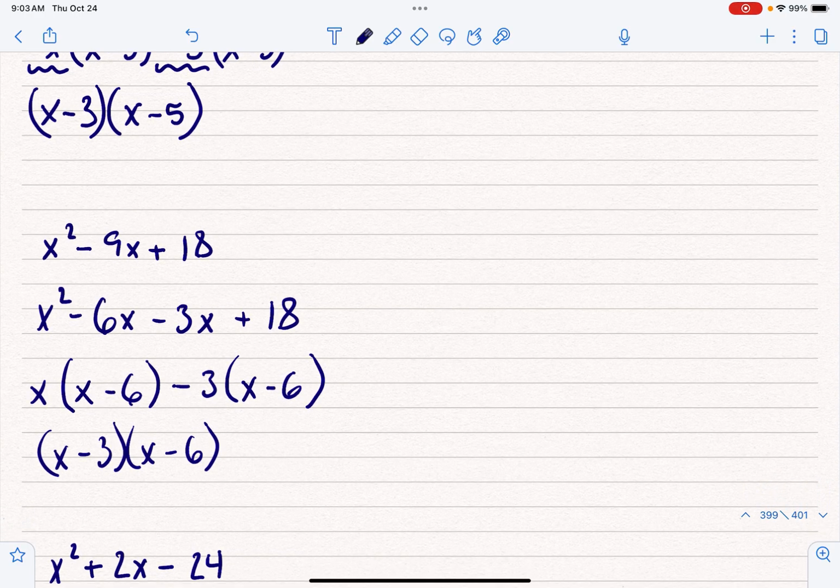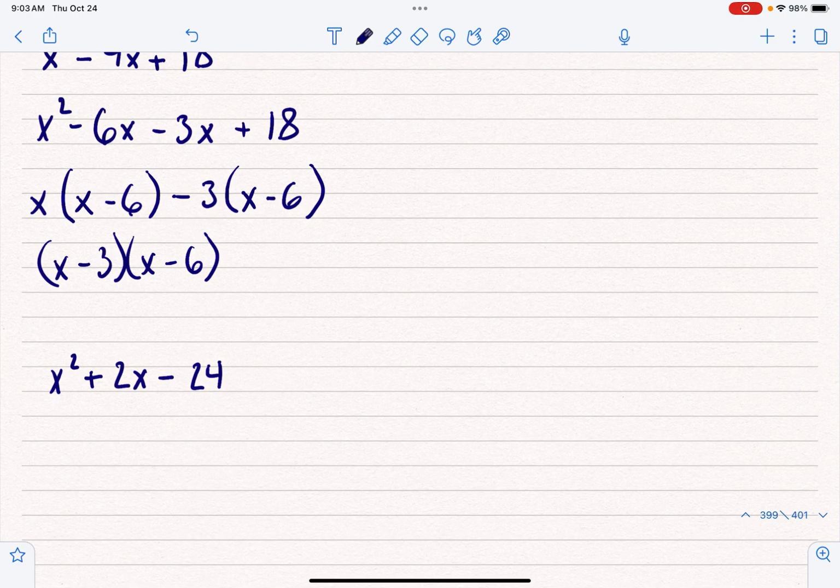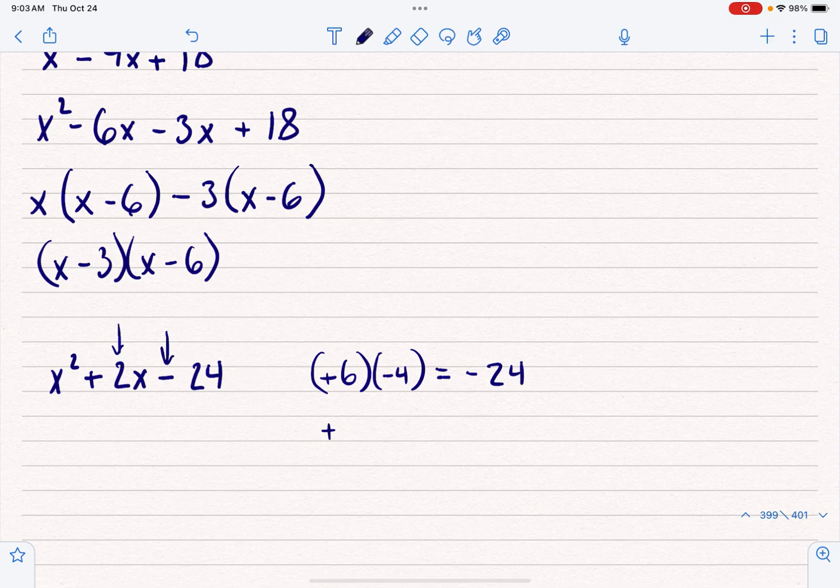Now it's no different, it's no harder, maybe just a different feel to it, when sometimes your last term is negative. Because what that does is that means you have one positive and one negative. And so this middle term is now like the difference between those two. In this situation right here, it would take a positive 6 and a negative 4 to multiply together to give me a negative 24. And when I add a positive 6 and a negative 4, I get positive 2. And so that's the two values that I split this into.